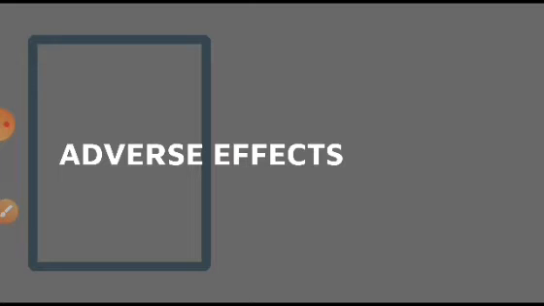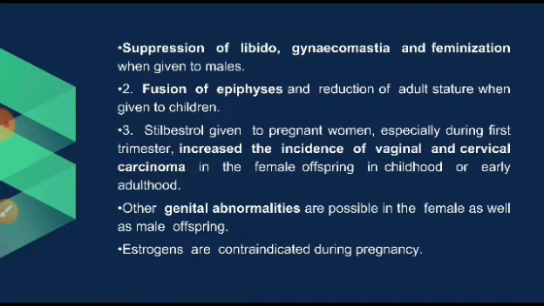So these are some pharmacological actions of estrogen. Now we'll see in particular what the adverse effects of estrogen are. Suppression of libido, gynecomastia, and feminization when given to males. Fusion of epiphysis and reduction of adult stature when given to children. Stilbestrol given to pregnant women, especially during the first trimester, increased the incidence of vaginal and cervical carcinoma in the female offspring in childhood or early adulthood.